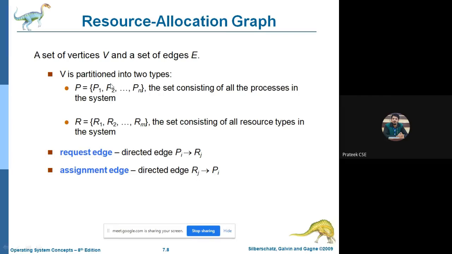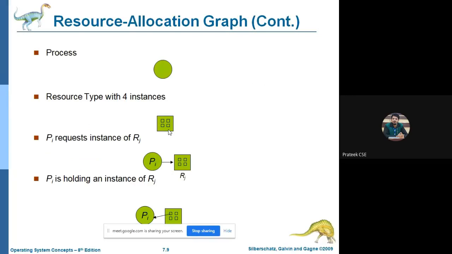And there are 2 different types of vertices. As we know that in a system we have certain processes and certain resources. So processes के लिए हमारे पास एक अलग type of vertices हैं और resources के लिए हमारे पास एक अलग type of vertices हैं. So suppose P is the set of processes P1 to Pn, which is the set which consists of all the processes in the system. Similarly, R is another set which is the set of all the resource types in the system. So this is what we will use in the resource allocation graph.